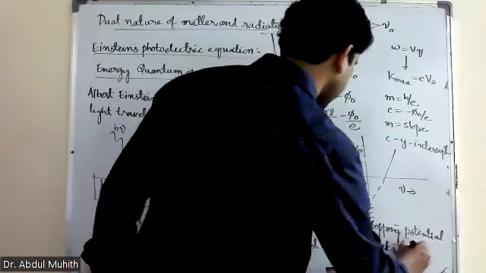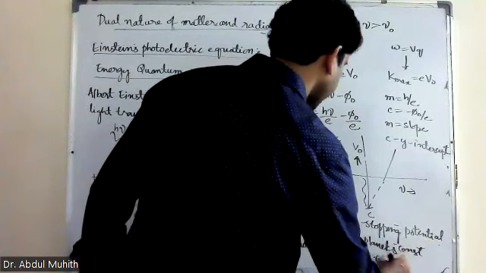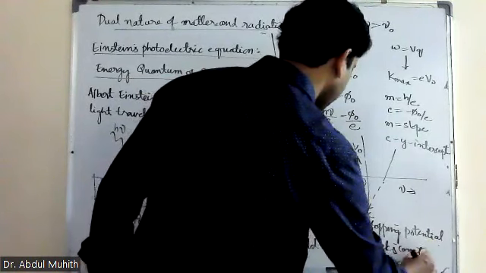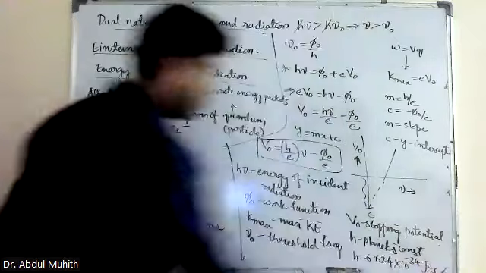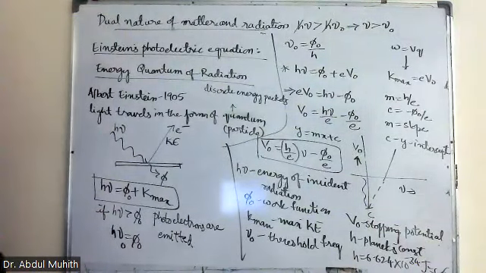The value of Planck's constant is 6.624 into 10 to the power of minus 34 joule second. Just copy this one. Then we'll quickly go to the last topic of this lesson.